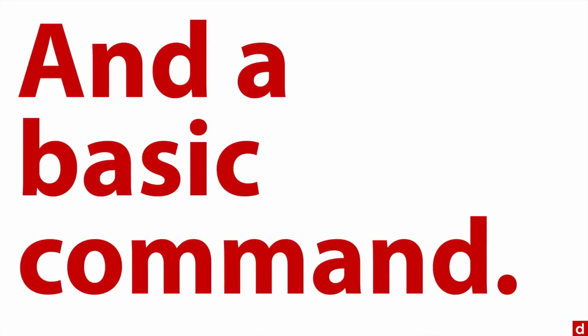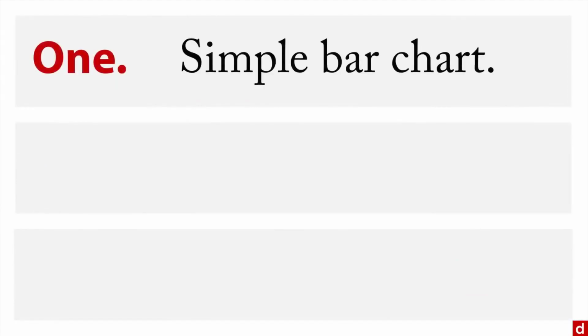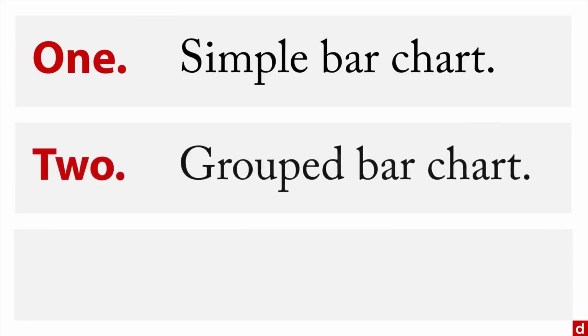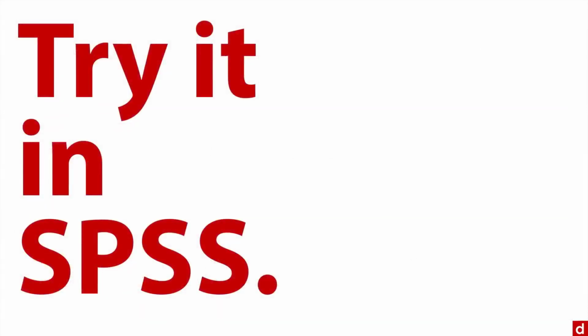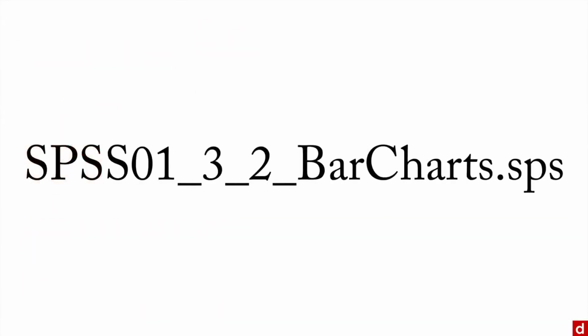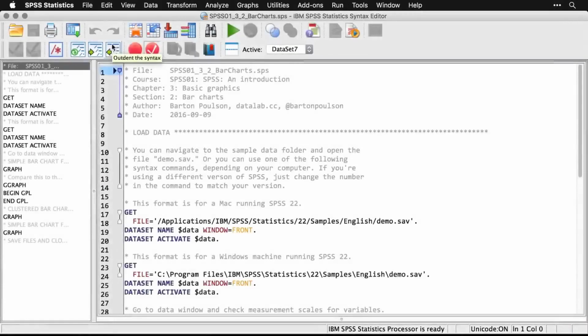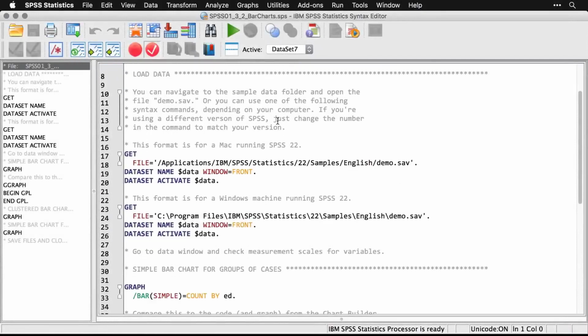Now, we actually have a few options on different kinds of bar charts. One, we can make a simple bar chart, so a single variable simply showing the category frequencies in that variable. Two, we can do a grouped bar chart where we break it down by some other variable. And then three, we can do multiple variables and show the bars simultaneously. But let's try this in SPSS. It's really easy to do. Just open up this SPSS syntax file and we'll give it a whirl. Once you've got the file open, you'll need to open the demo dataset.